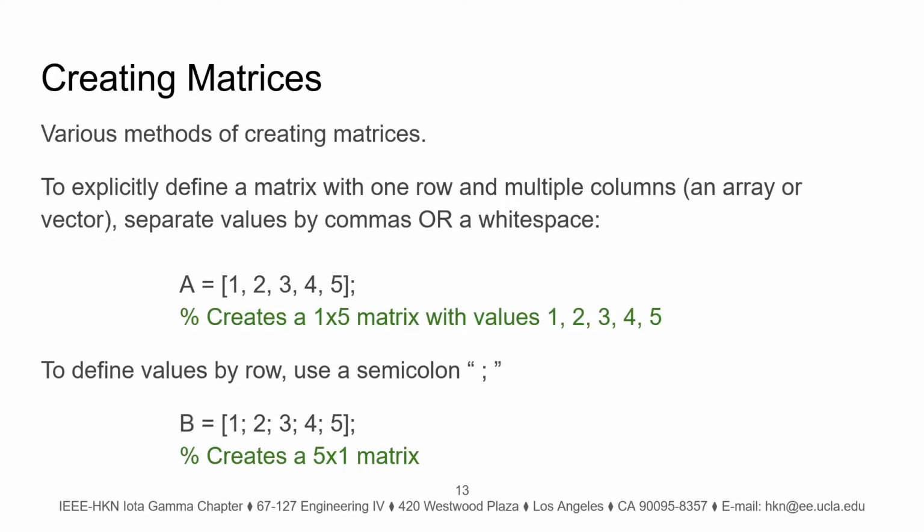Here are some various methods of creating matrices in MATLAB. To explicitly define a matrix with one row and multiple columns, such as an array or vector, separate values by commas or white space. Here we have matrix A equals [1, 2, 3, 4, 5], which creates a 1 by 5 matrix with values 1, 2, 3, 4, 5. To define values by row, use a semicolon between values. We have B equals [1; 2; and so forth and so on until 5], which creates a 5 by 1 matrix.